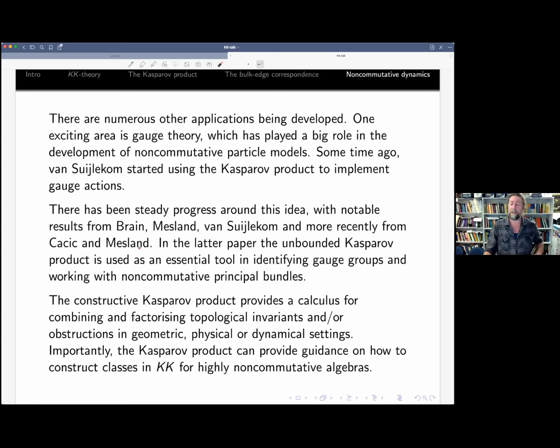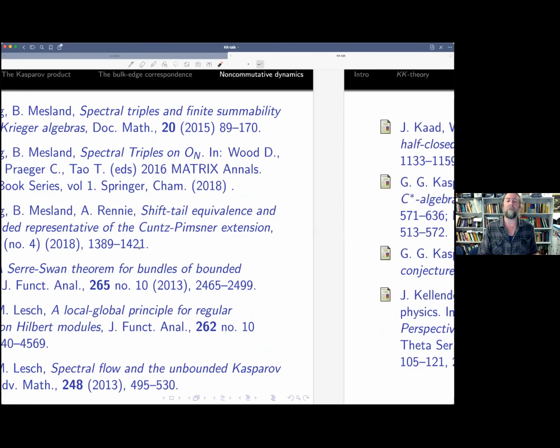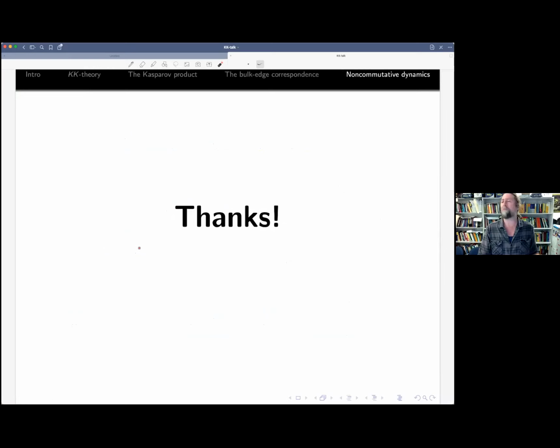I guess my takeaway message today is that though it doesn't always work and it doesn't always do what you want, when it does, the constructive Kasparov product gives you a calculus for combining and factorizing these topological invariants. And it gives you some guidance on how to build geometric objects in highly non-commutative cases. And I put in a lot of references and it's still not enough, but thanks for your time.